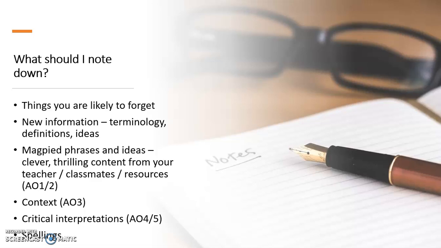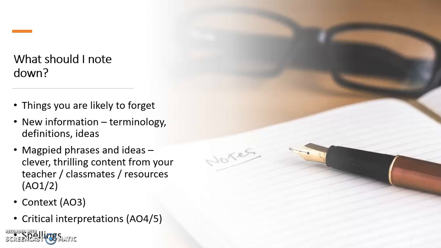So it might not necessarily be something that somebody has said, but something that you've read or a kind of critical interpretation. This is all feeding into your AO1, your big ideas, your arguments, but you're also making notes about methods and decisions that the writer has made and the effect of those decisions.